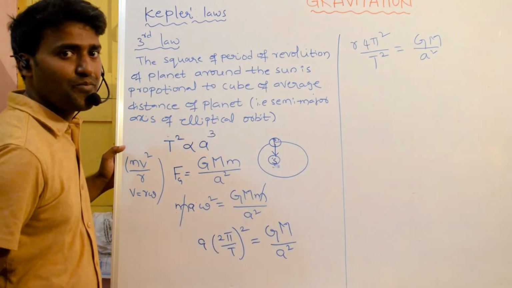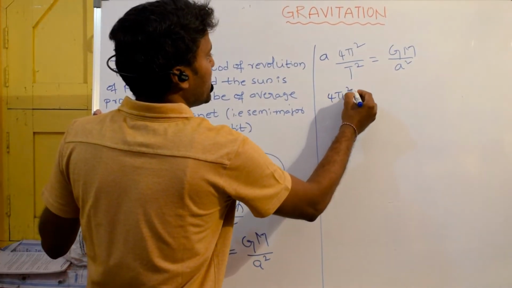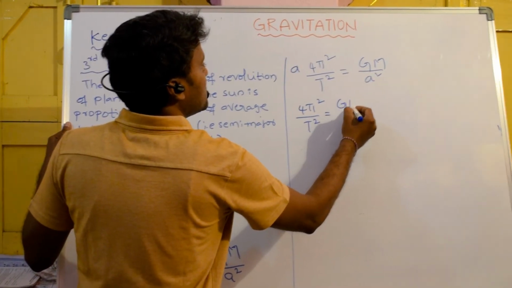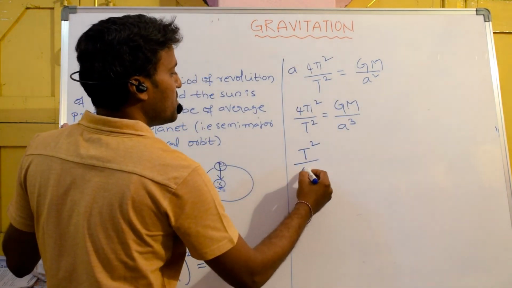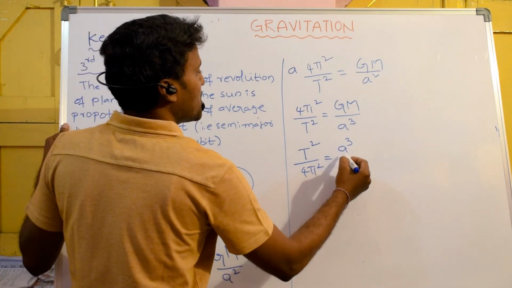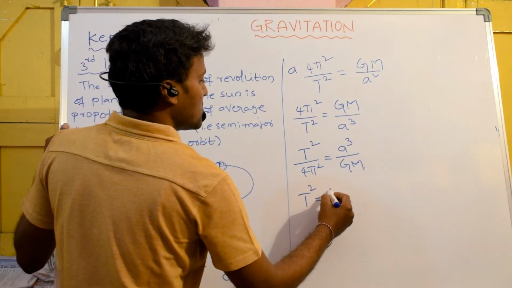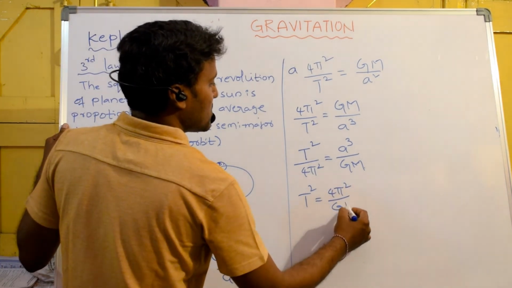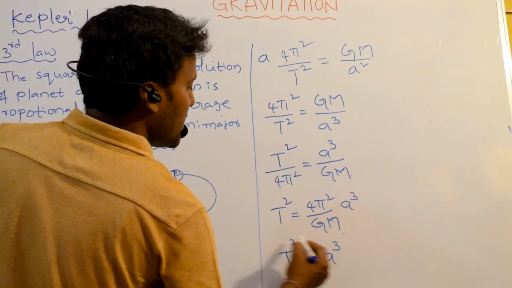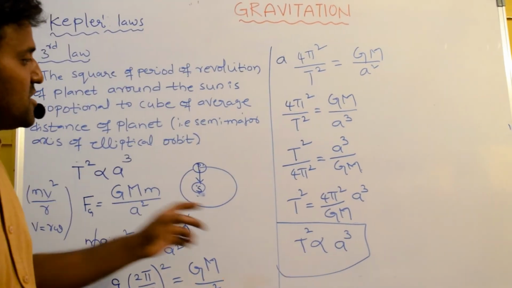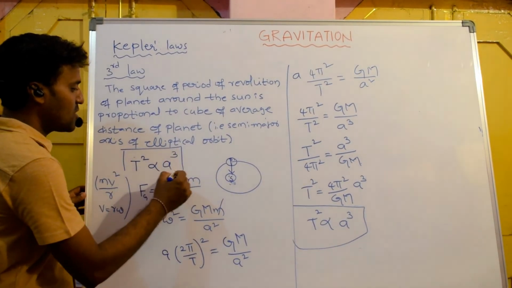So A, if I take this side, what can we write here? 4 pi square divided by T square equals G M divided by A cube. In reverse order, T square divided by 4 pi square, A cube divided by G M. I am taking 4 pi square to that side: T square equals 4 pi square divided by G M times A cube. T square is directly proportional to A cube. Here 4 pi square divided by G M is the constant. According to the definition, T square is directly proportional to A cube.